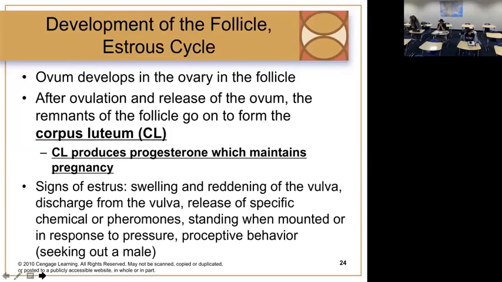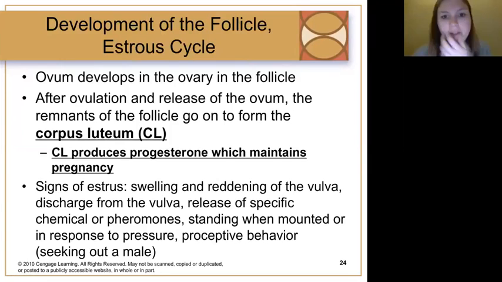So now we're going to talk a little bit about development of the follicle and the estrous cycle. So the ovum, or the egg, develops in the ovary in the follicle. So that's just a term that's used, follicle. So after ovulation and release of the egg, the remnants of the follicle, so what's left, will go on to form what is called a corpus luteum, or the CL. In repro, we always just called it the CL, but the technical term is the corpus luteum.